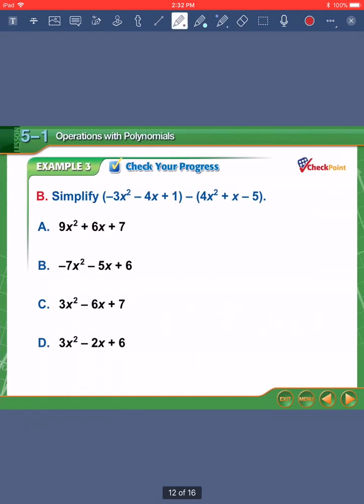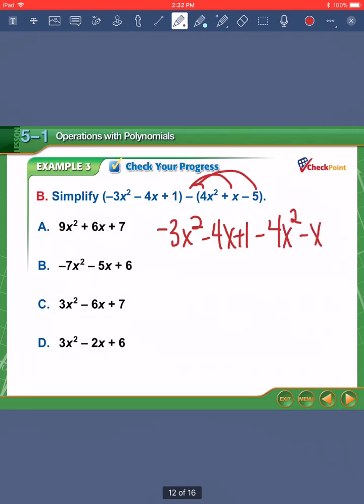Okay, here's another subtraction problem. So negative 3x squared minus 4x plus 1 minus 4x squared plus x minus 5. So again, I need to distribute the negative. So this is negative 3x squared minus 4x plus 1 minus 4x squared minus x plus 5. So this is negative 7x squared minus 5x plus 6.